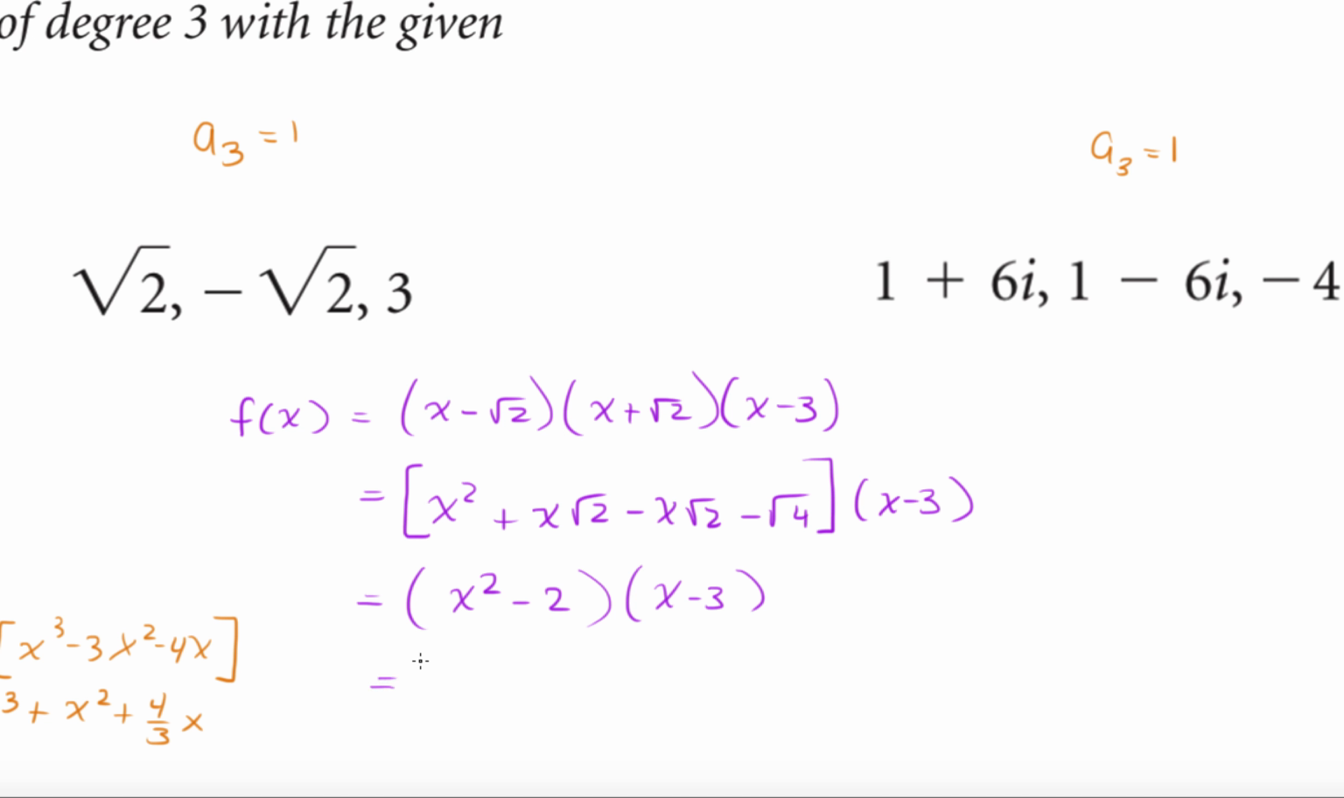And now we FOIL. X squared times x is x cubed. X squared times negative 3 is negative 3x squared. Negative 2 times x is negative 2x. And negative 2 times negative 3 is positive 6. Okay? Notice again that the initial condition was that a sub 3 is equal to 1, so there's no a sub 3.